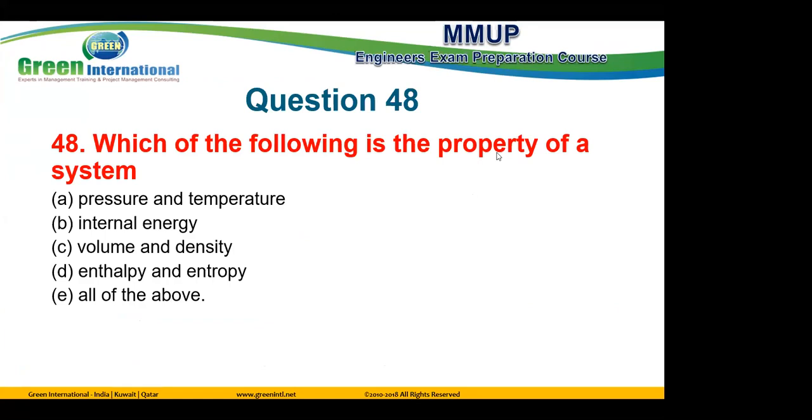Which one is a property of a system? Pressure and temperature. All of the above. E, right. All are properties.